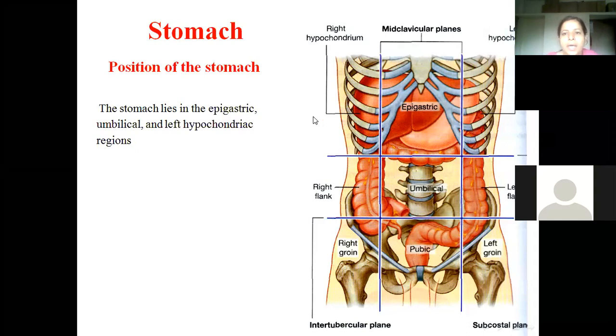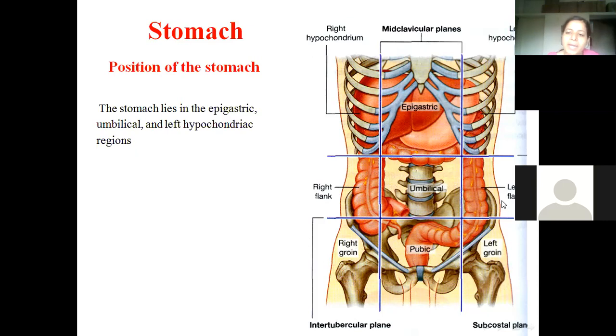This is the right hypochondrium, below the ribs. This is the epigastric. This is the left hypochondrium, which is below the left ribs. This is the umbilical region. This is the right lumbar region, left lumbar region. This is the hypogastric region, which is written as pubic, and then we have the right iliac fossa, which we usually use in our books, and the left iliac fossa.